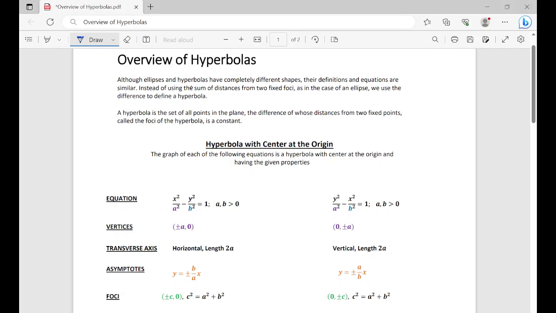Although ellipses and hyperbolas have completely different shapes, their definitions and equations are similar. Instead of using the sum of distances from two fixed foci, as in the case of an ellipse, we use the difference to define a hyperbola. A hyperbola is a set of all points in the plane, the difference of whose distances from two fixed points called the foci of the hyperbola is constant.